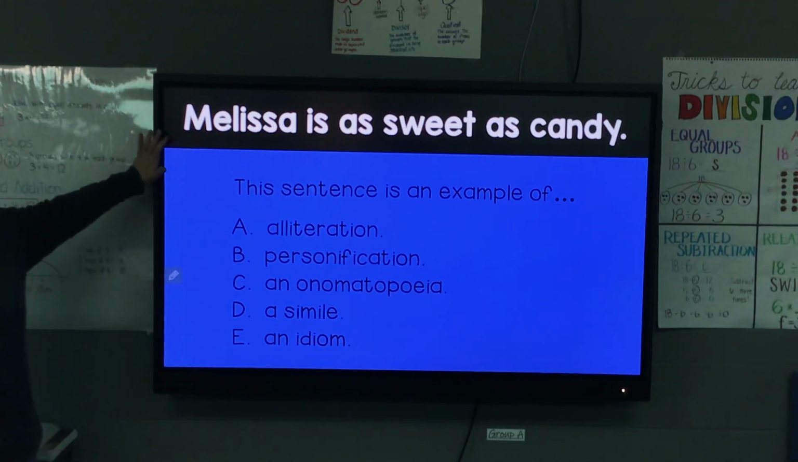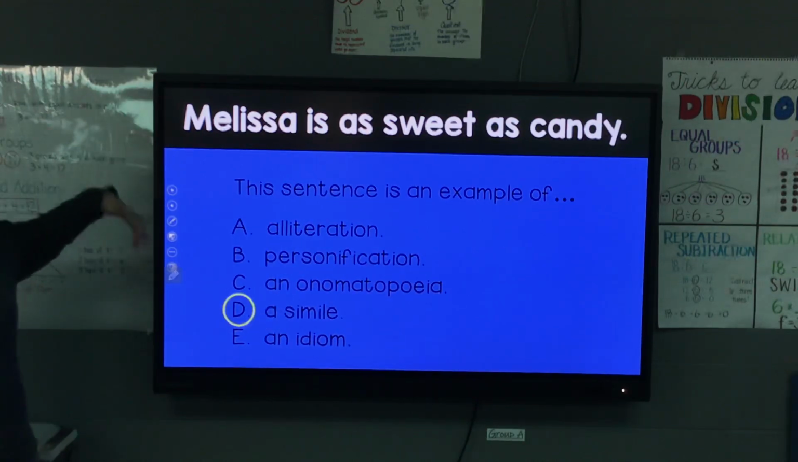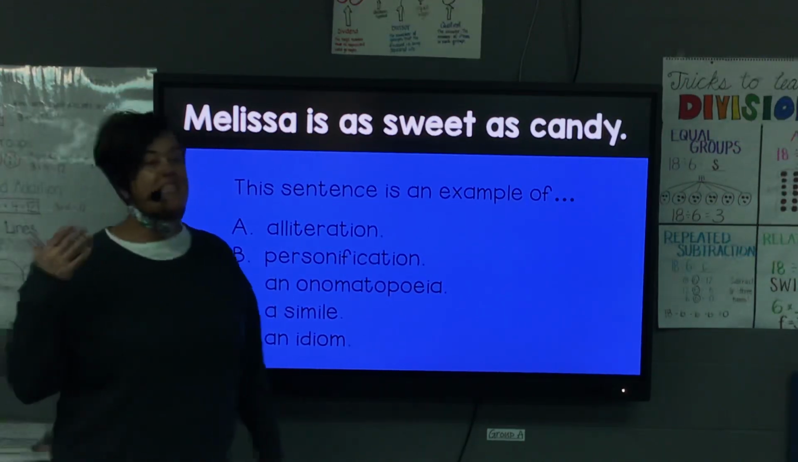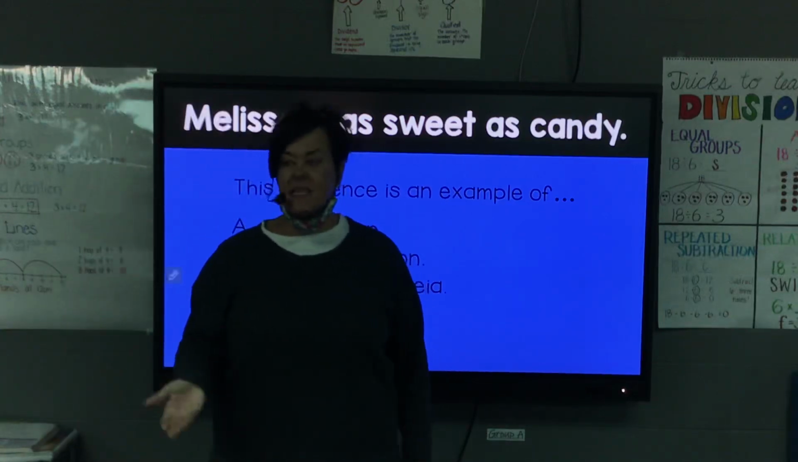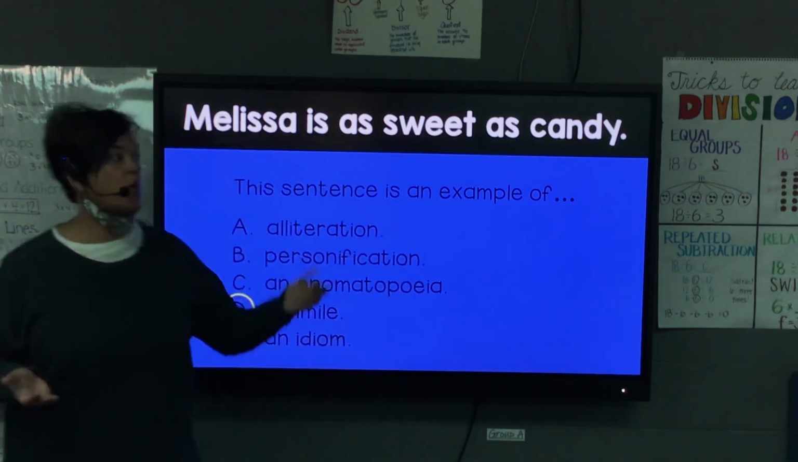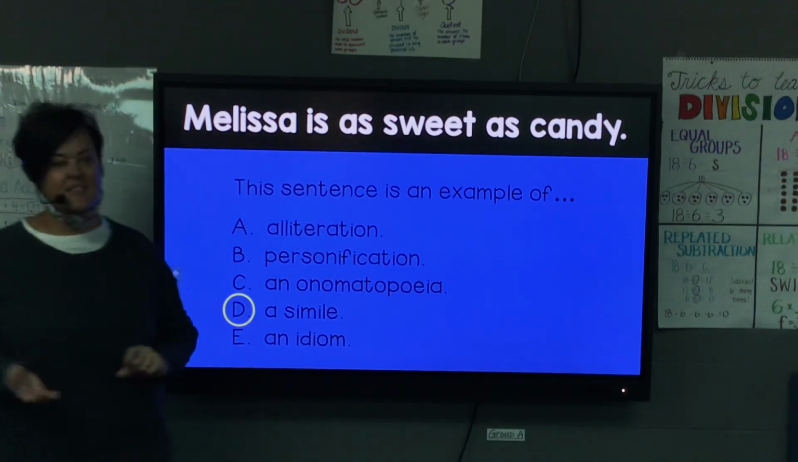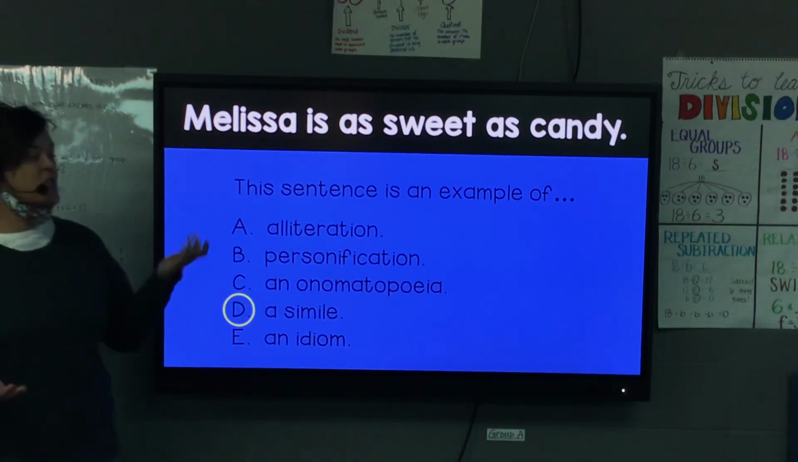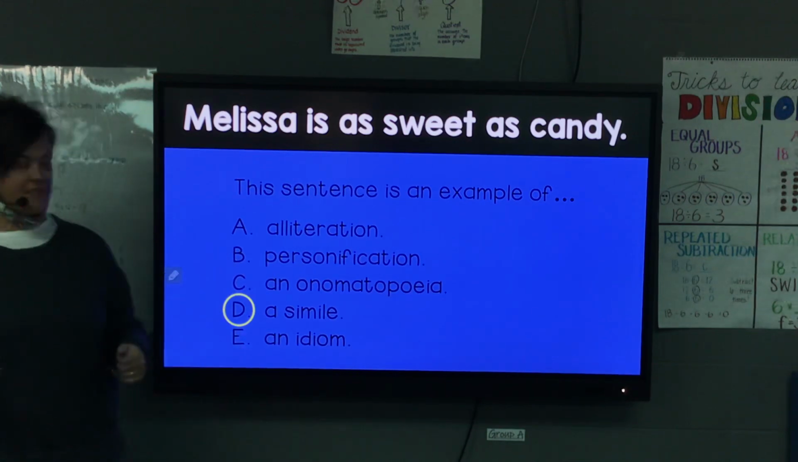I'm seeing the majority of one answer, but some other things. This is a simile because it's comparing Melissa to Candy using the word as. She is as sweet as Candy.